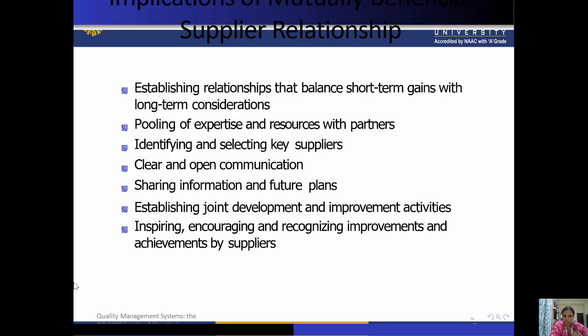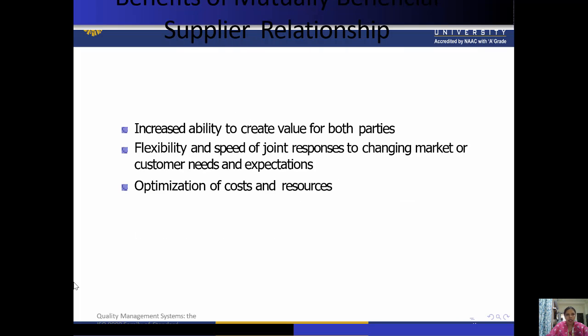improvements and achievements by suppliers are also an important part of this. Okay, so inspiring, encouraging, and recognizing events and achievements by the supplier. Now, benefits of a mutually beneficial supplier relationship.